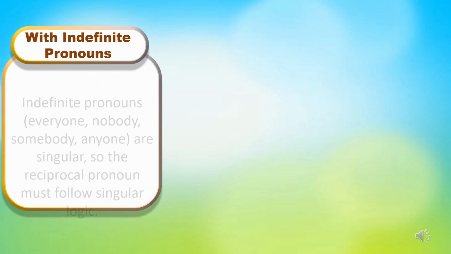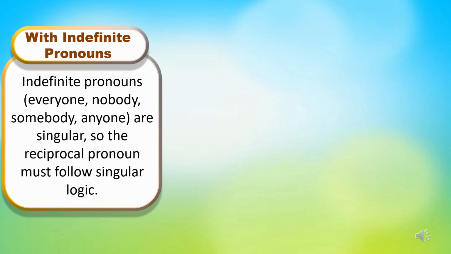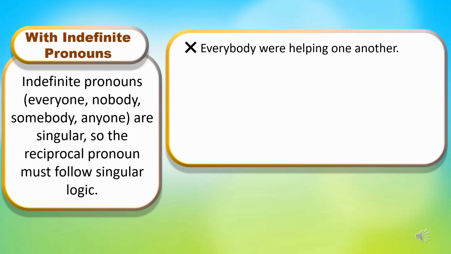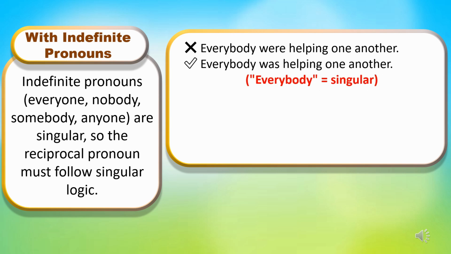When using reciprocal pronouns, each other or one another, with indefinite pronouns, everyone, nobody, somebody, remember, indefinite pronouns are grammatically singular. Reciprocal actions require plural subjects. Correct: everybody was helping one another. Everybody, singular, takes singular verb was. One another properly indicates group reciprocity. Incorrect: everybody were helping one another. Error: subject-verb disagreement, were should be was.